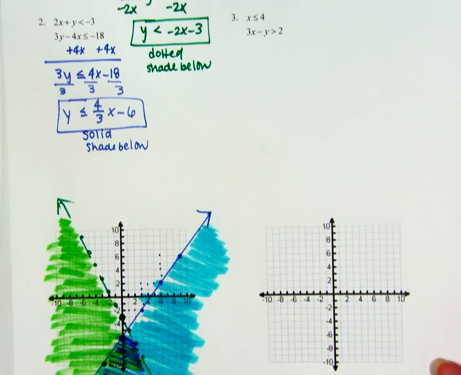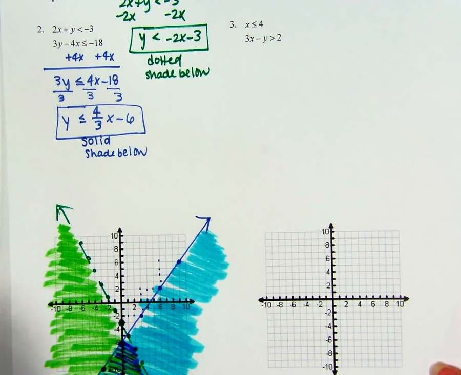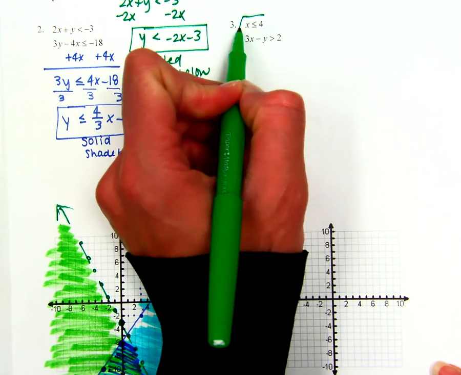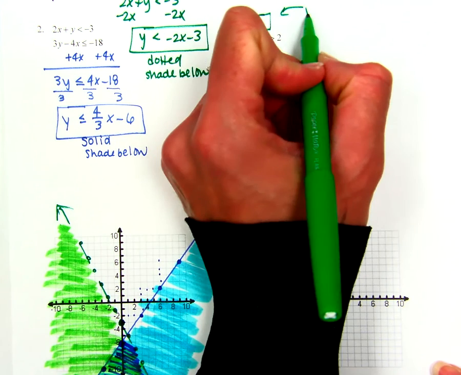All right, last problem. We've got x is less than or equal to 4. Well, there's no y, so this is it. Now, this is a special case. This is a vertical line.